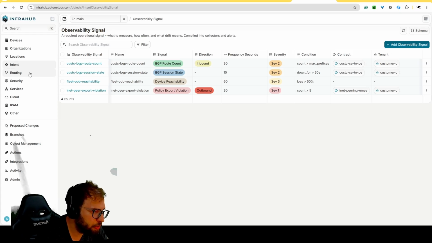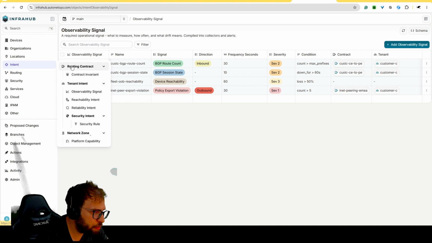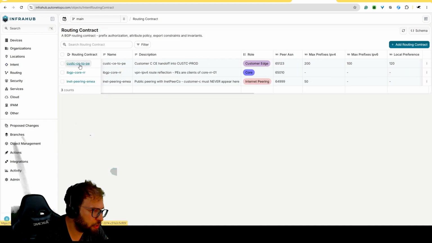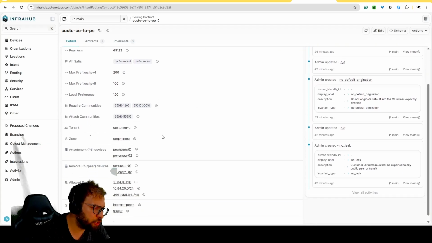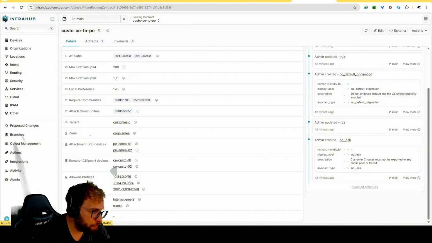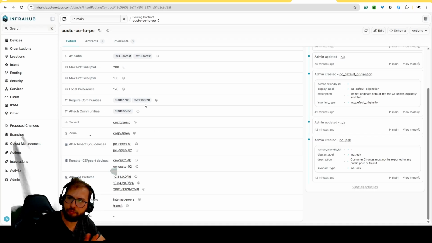If I change, for example, one of these routing contracts, we have some route contracts for the customer CE. Let's take a look. Here we define what networks a customer is allowed to receive, which zones it is denied access to, the PE devices that are attached to this customer, and the maximum number of prefixes. If I change any of this, it is going to fire an automation in my environment.